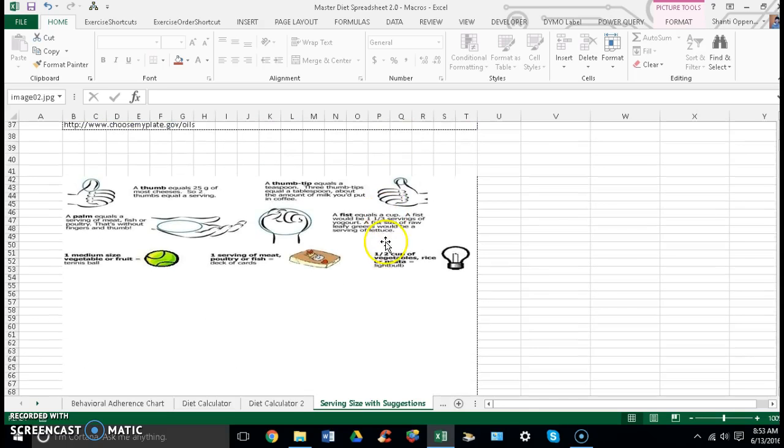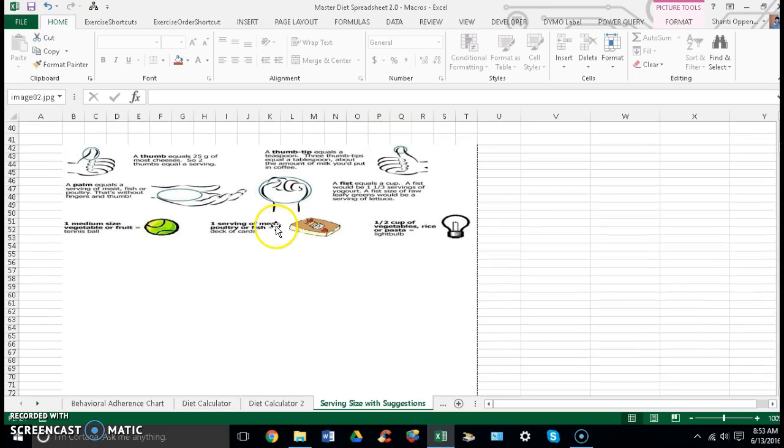Now, if you go down in the spreadsheet, this is a guide as to using your hand to portion out foods. It's going to be less accurate since everyone's hand is shaped and sized a little differently. But in general, a thumb is about the size of a tablespoon.